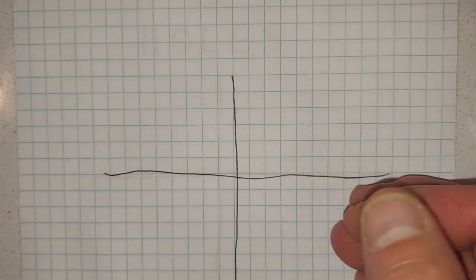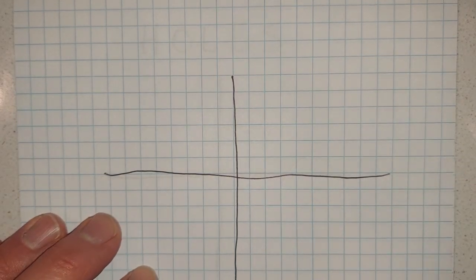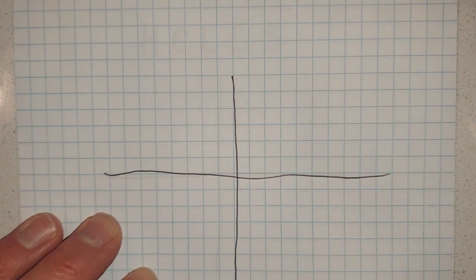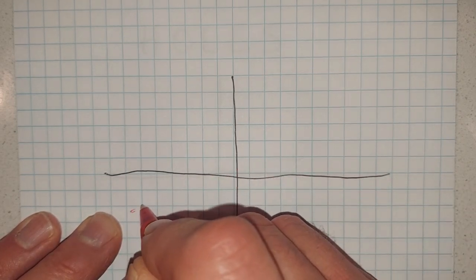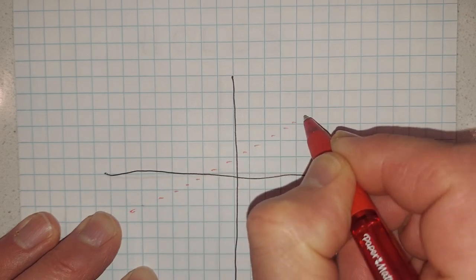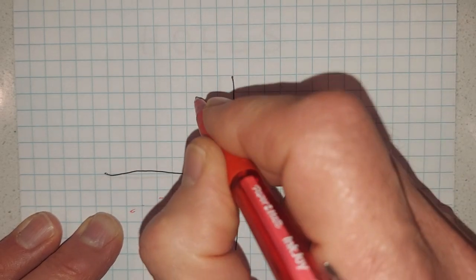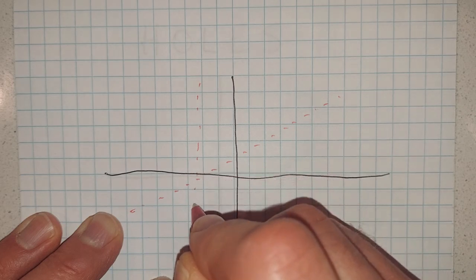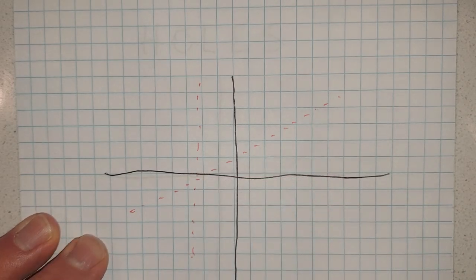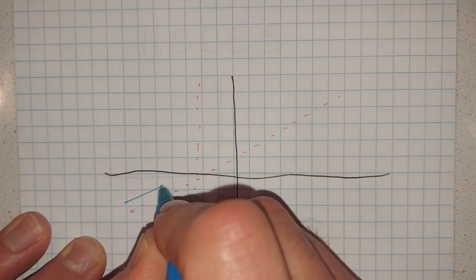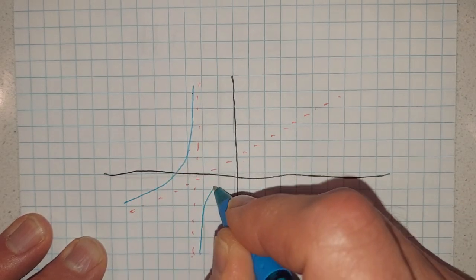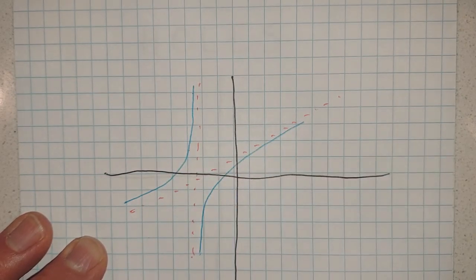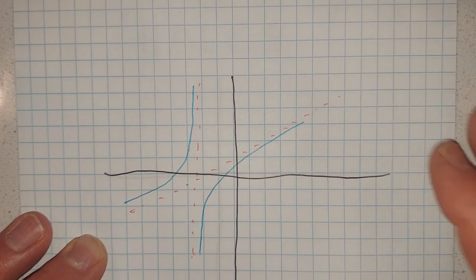Now, sometimes the rational function could have a slant asymptote, usually instead of a horizontal asymptote. So this slant asymptote may go like this. And if it also has, say, a vertical asymptote, well then it's going to look something like this, where it comes up that way and then goes that way.